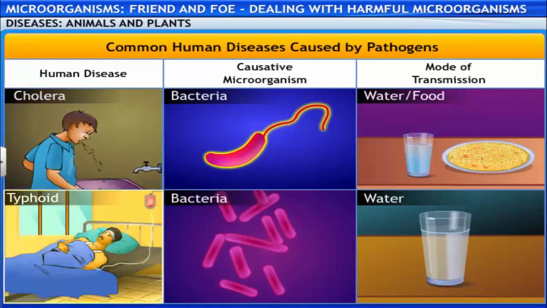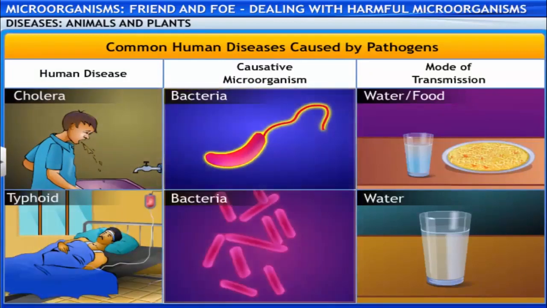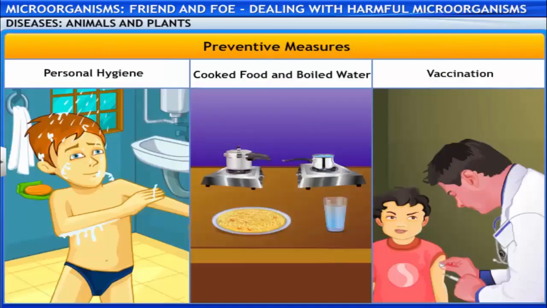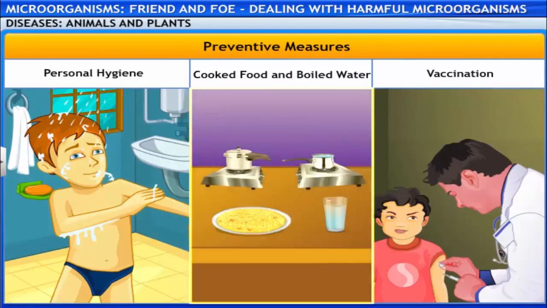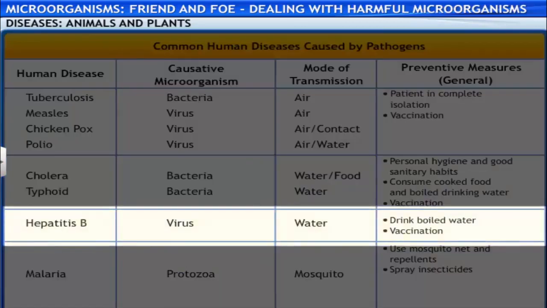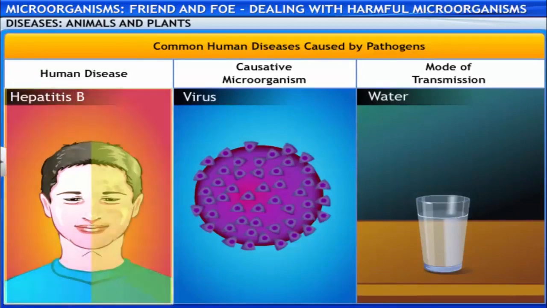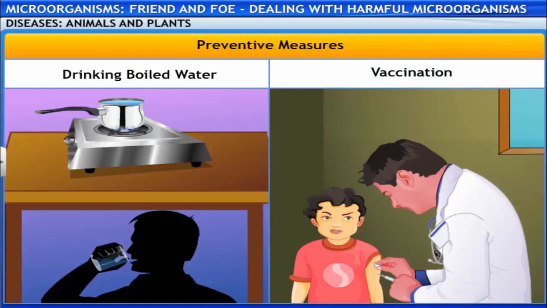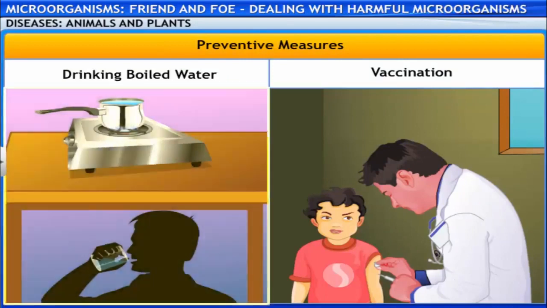Cholera and typhoid, both caused by bacteria, are transmitted mostly via water. To prevent its spread, we should follow personal hygiene, consume properly cooked food and boiled water, and get proper vaccination done. Hepatitis B, a viral disease transmitted through water, can be prevented by drinking boiled water and proper vaccination.